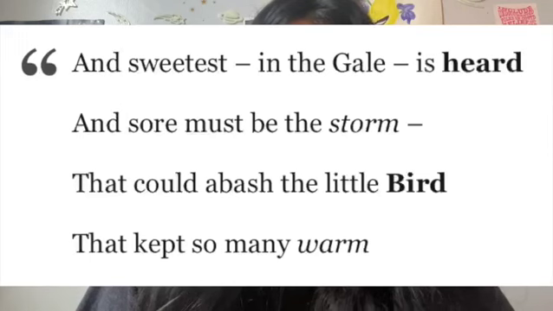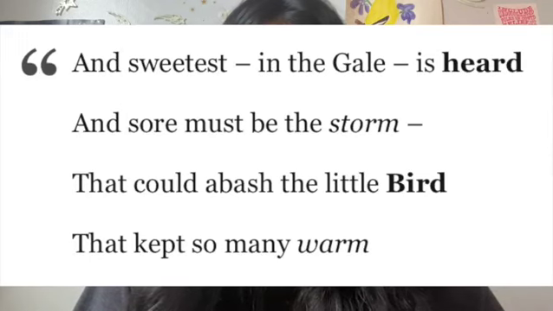So a good example of this is Emily Dickinson's poem, Hope is the Thing with Feathers, and it goes, And sweetest is the gale is heard, and sore must be the storm, that could abash the little bird, that kept so many warm. So in this poem, the words heard and bird form this masculine rhyme. They are both stressed syllables at the ends of the lines, which produce this harsh sound, hence the name masculine rhyme.